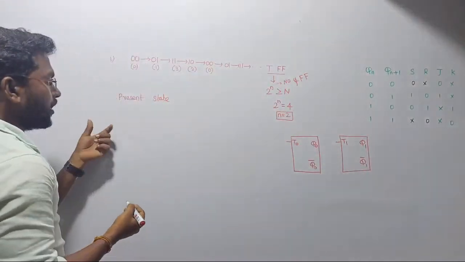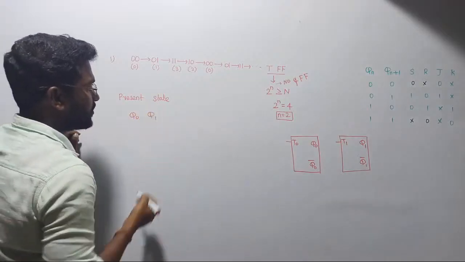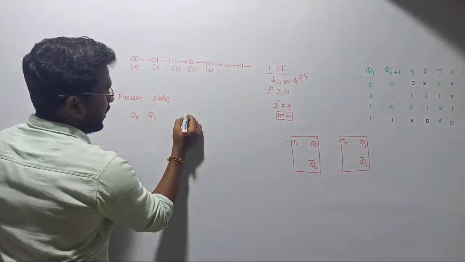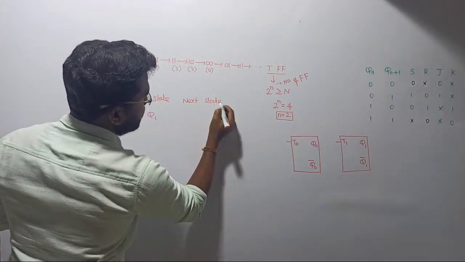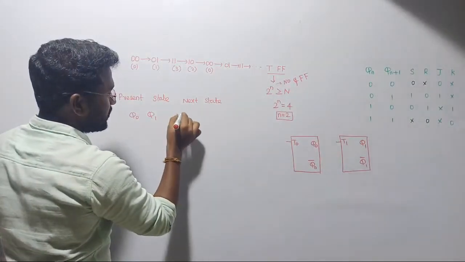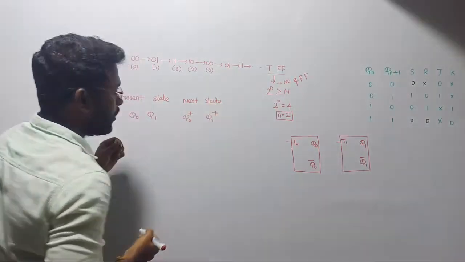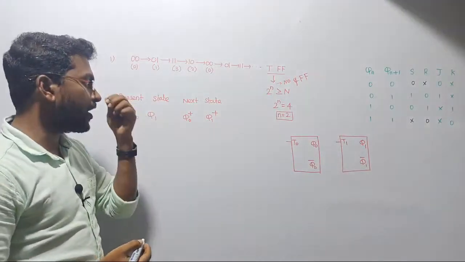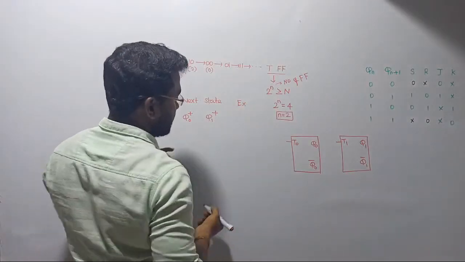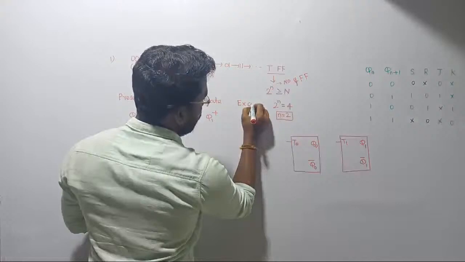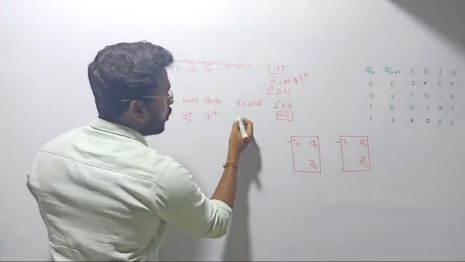Now let me write them here. In the present state, let us consider Q0 Q1. Next, let me write the next state. So present state, next state, that is going to be Q0 plus and Q1 plus. Just we need to write the present state, and from the present state we need to write the next state, and then we should write the excitation table. That is the most important point. So from this we can write down the excitation table. So let us see the excitation table for whom? T flip-flop.